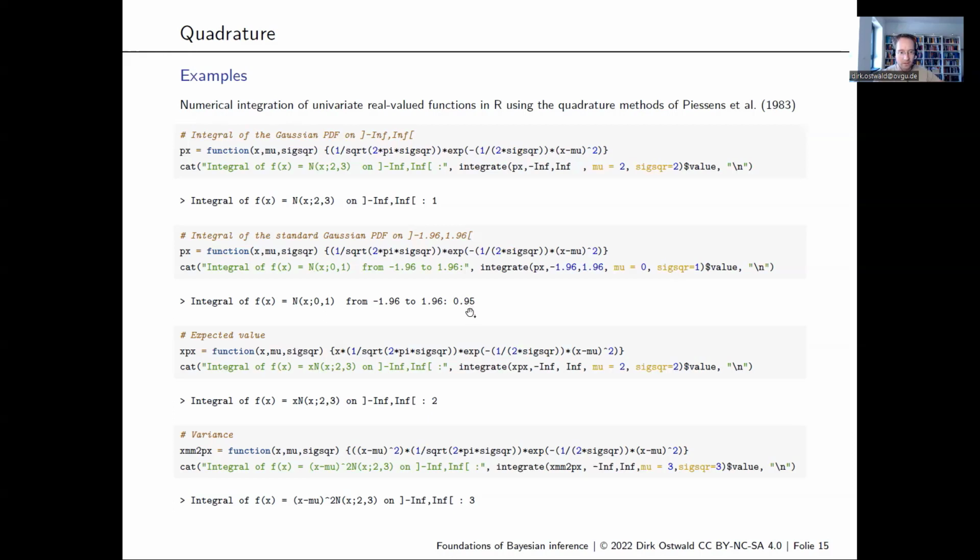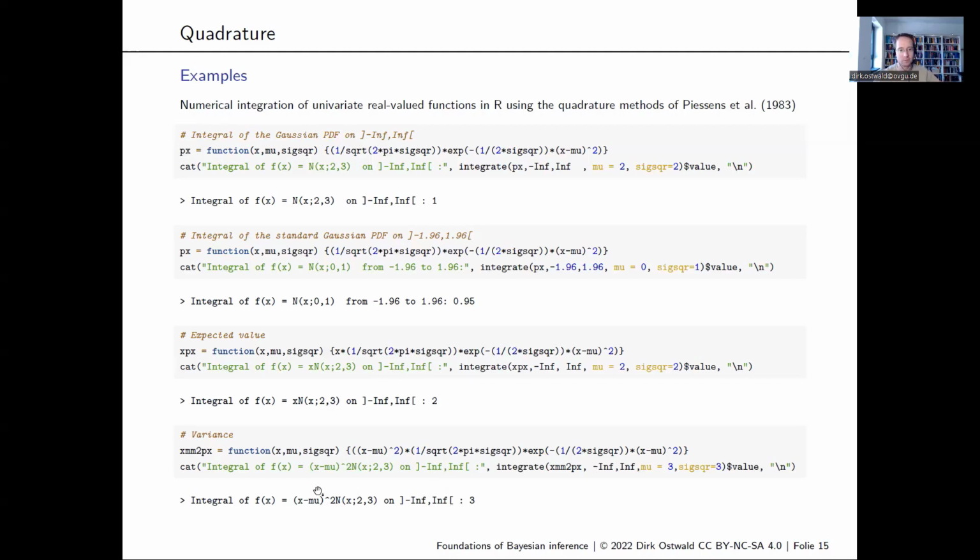And then other examples here are the expected value of the Gaussian. I basically wanted to check whether I used this integrate function correctly. The expected value of a Gaussian with expectation parameter 2 and variance parameter 3 yields 2. And the variance here, so the integral of x minus its expected value parameter squared, also over the entire real line yields 3.